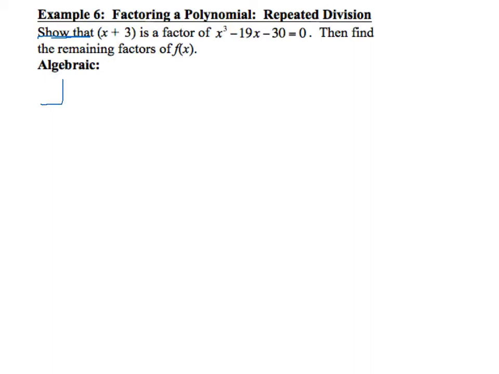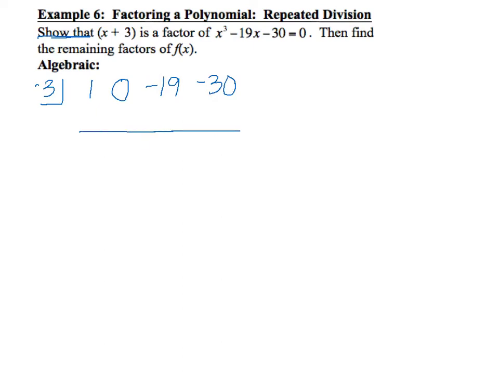If you have x plus 3 as a factor, that means you're going to plug negative 3 into the box. Then you bring down your coefficients, and that's going to be a 1 for your x to the third. You don't have an x squared, so you need to plug in a 0 placeholder. Then you have negative 19 and negative 30.